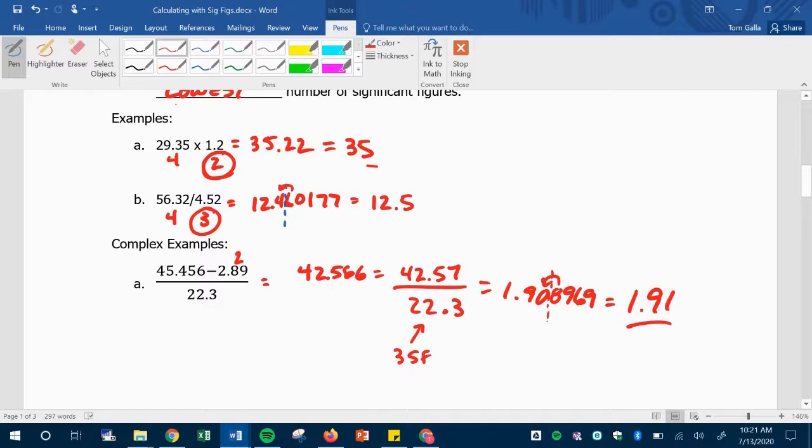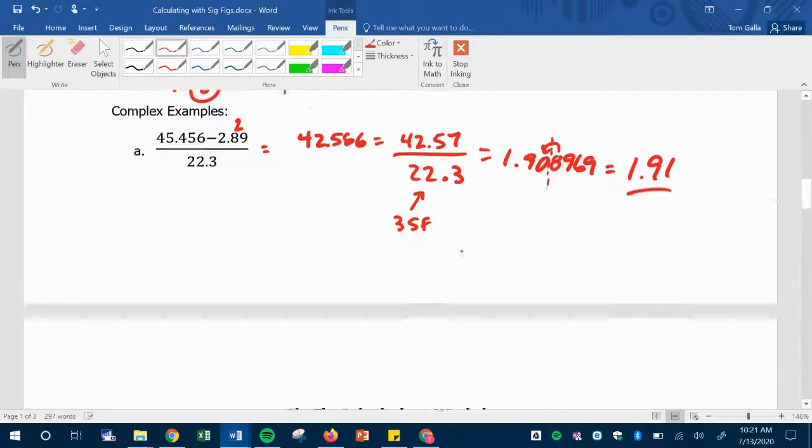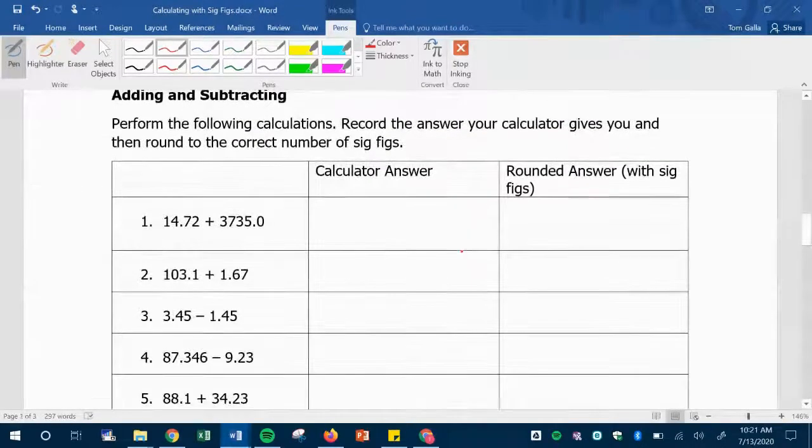All right, that's it for our sig fig rules. So go ahead and give the rest of it an attempt on your own. Now it is broken up by the type. And so it does have adding and subtracting as its own set. So give your calculator answer. So you can write the full answer that your calculator gives you, and then do the rounded answer according to the sig fig rules.